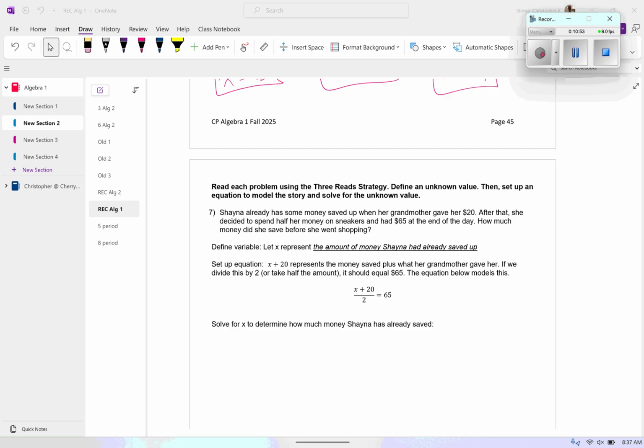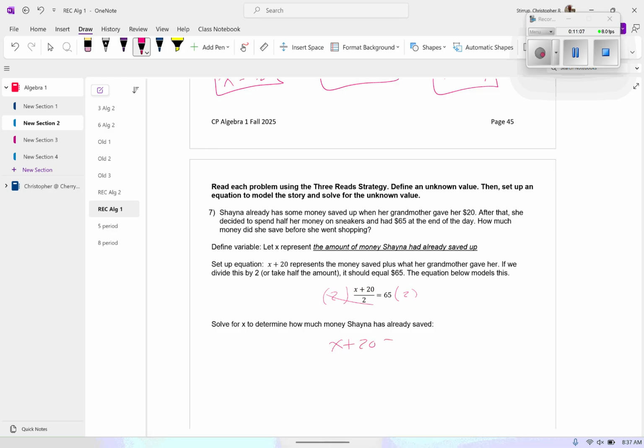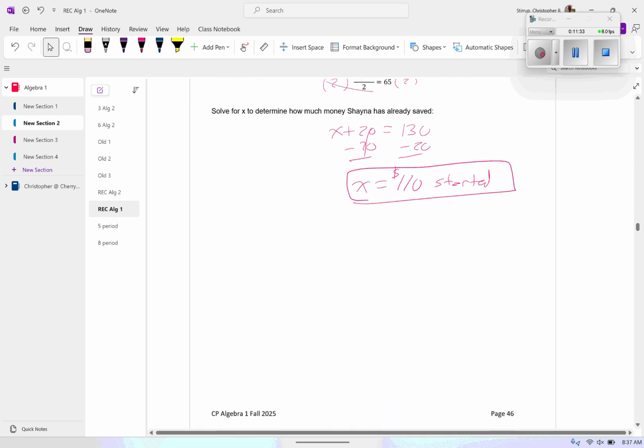It says Shayna had some money saved up when her grandmother gave her 20. After that, she decided, oh, she spent half. Okay, so she's going to spend half. So you're going to divide by 2. So if we go and start figuring out this problem, those are going to cancel. So I'm going to get x plus 20 is equal to 65 times 2, which is how much? It's 130. Subtract 20 from each side. So our friend already had $110 to start with. So she had $110. Then her grandma gave her the 20 bucks. So looks like she's getting something kind of cool.